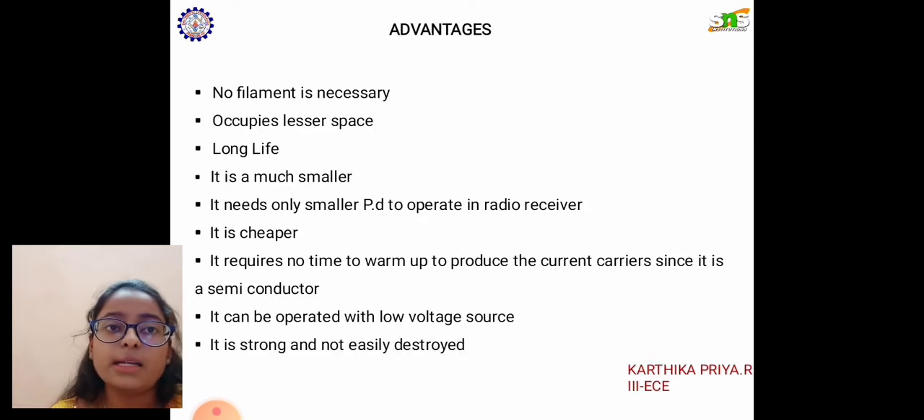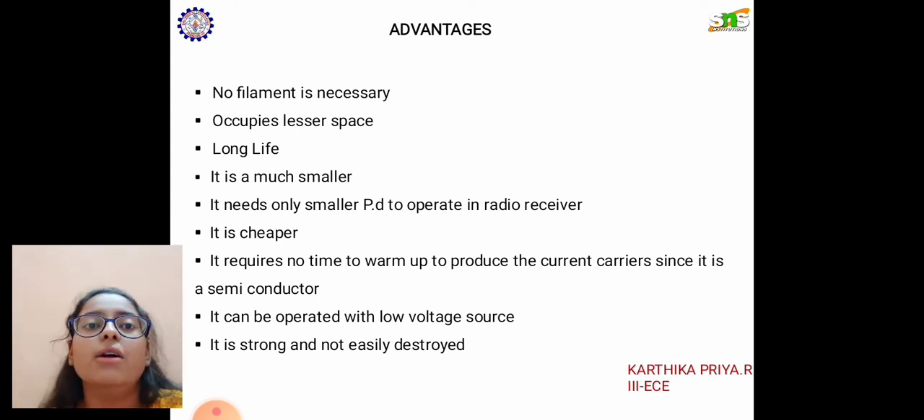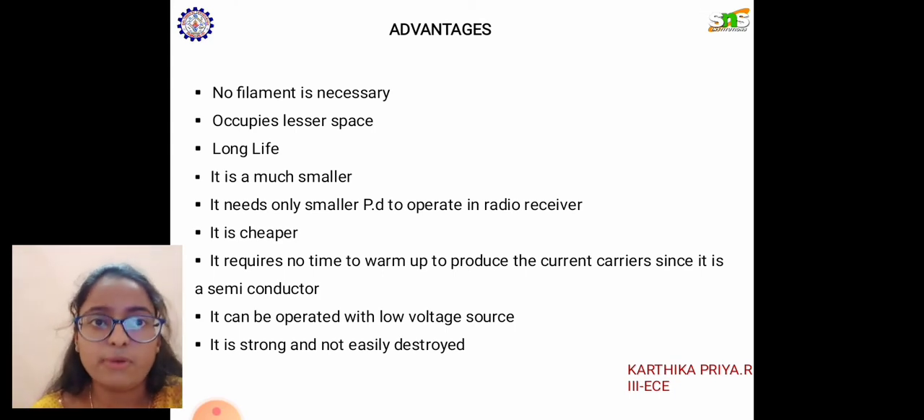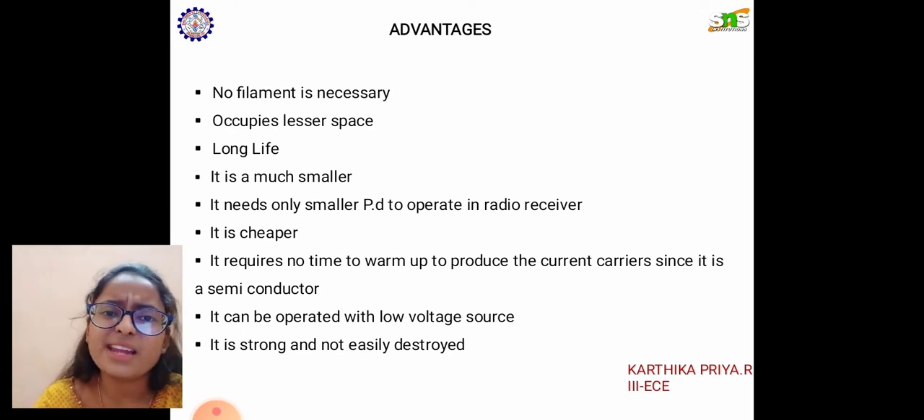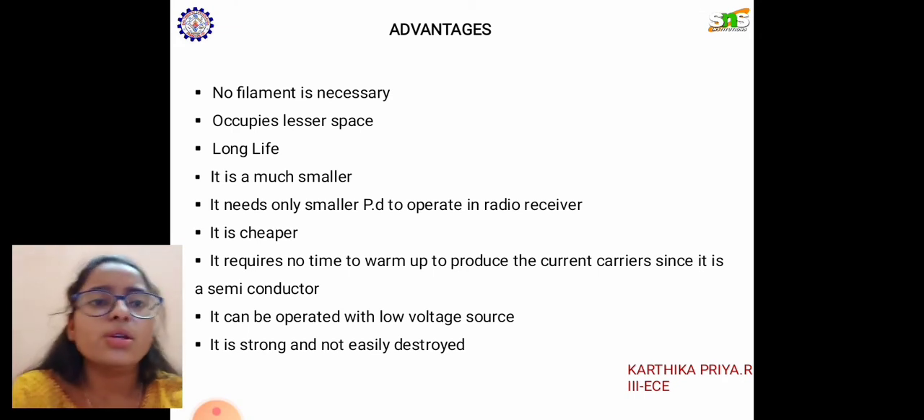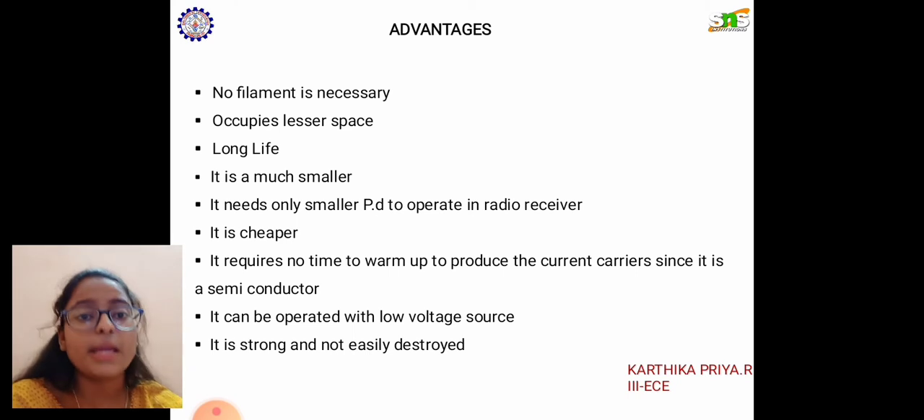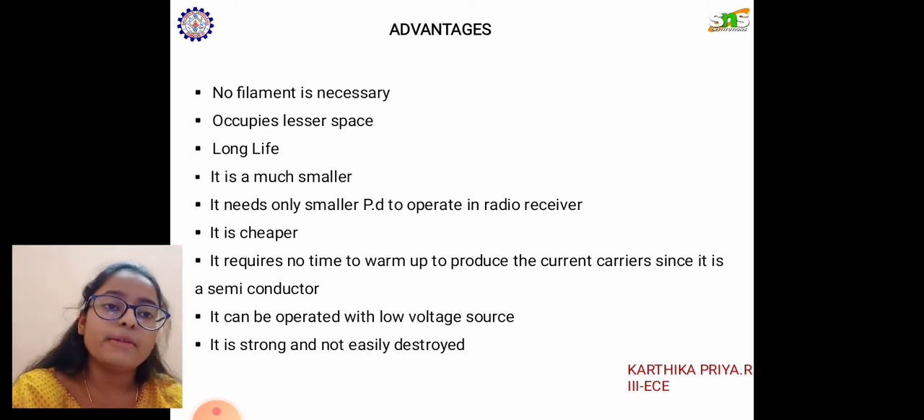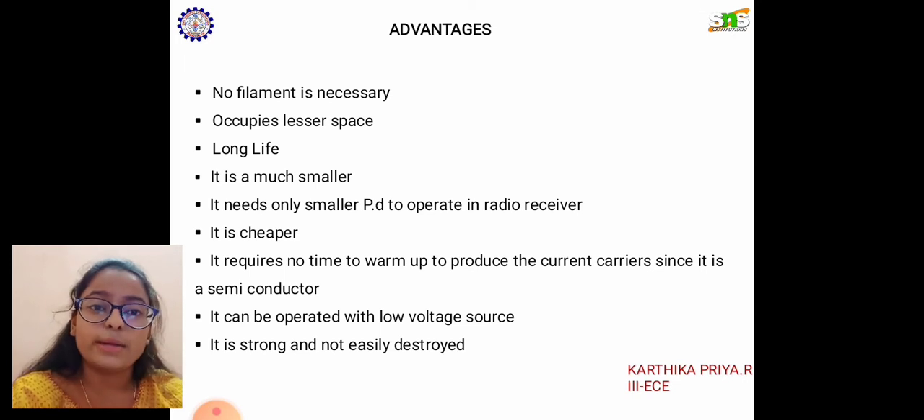And the next slide is about the advantages of a PN junction diode. No filament is necessary for this. Occupies lesser space. Long life. It is much smaller. It needs only a smaller PD to operate in a radio receiver. It is cheaper. It requires no time to warm up to produce a current carrier since it is a semiconductor. It can be operated with low voltage sources. It is strong and not easily destroyed.